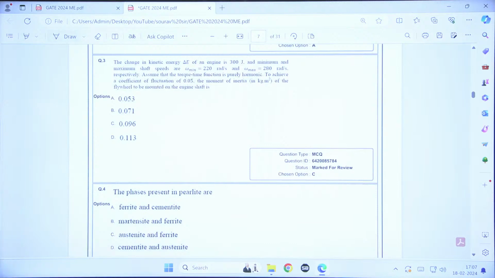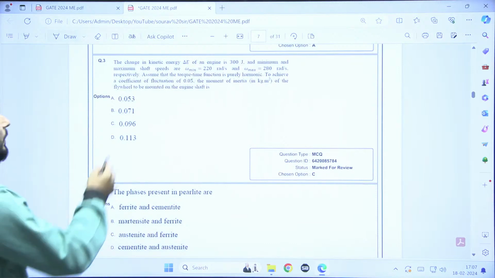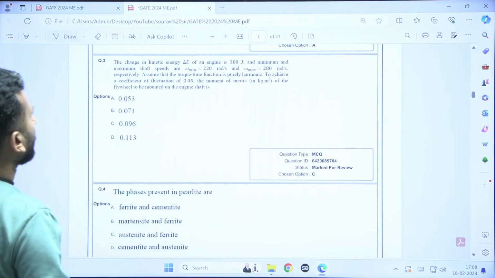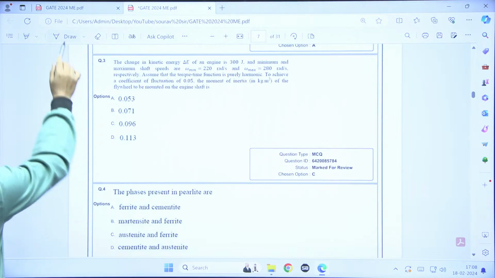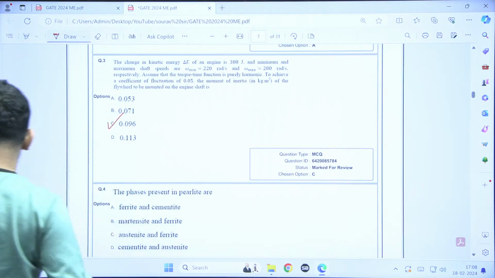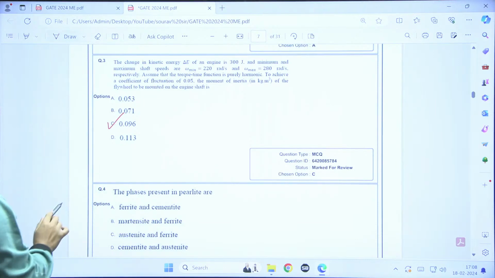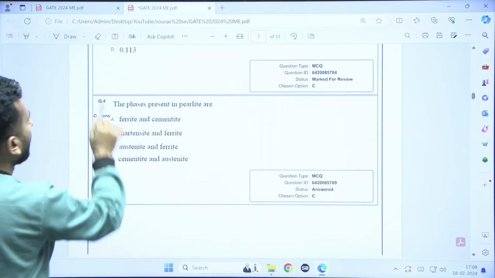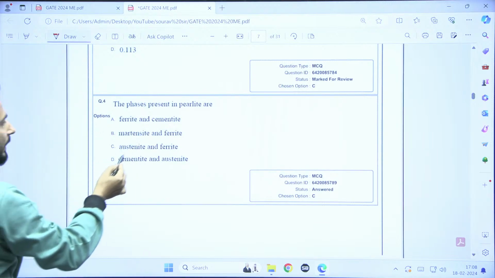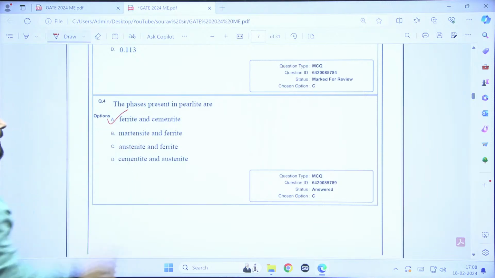Okay, so this is the question on the flywheel moment of inertia, fluctuations of energy. The answer will be C, that is 0.096. Next, the phases present in pearlite, it's a 1 mark direct question. Ferrite and cementite will be the answer.